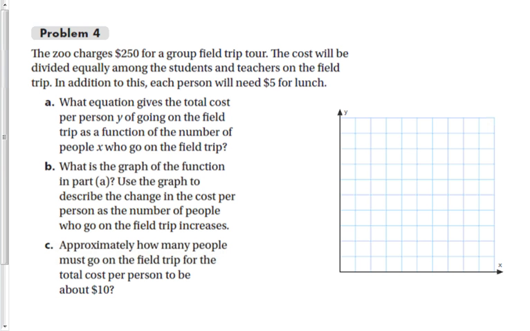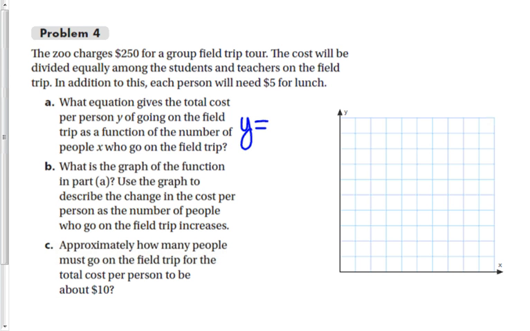All right, let's solve the problem using some of this information. It says a zoo charges $250 for a group field trip tour. The cost will be divided equally among the students and teachers on the field trip. In addition to this, each person will need $5 for lunch. What equation gives the total cost per person, y, of going on the field trip as a function of the number of people, x, who go on the trip?